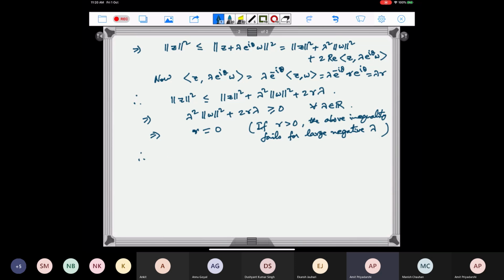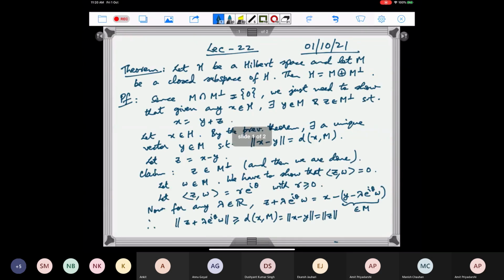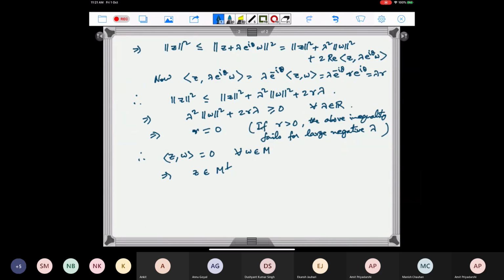So therefore, the inner product of Z and W is equal to 0. This is true for all W in M, which implies Z belongs to M perp. So this is what we had to prove, that this vector Z, which is x minus y, is in M perp. Is this clear?